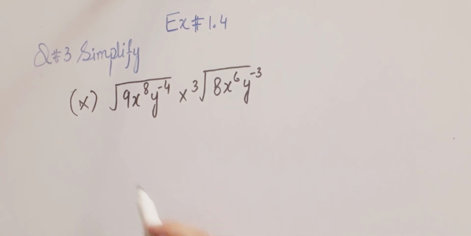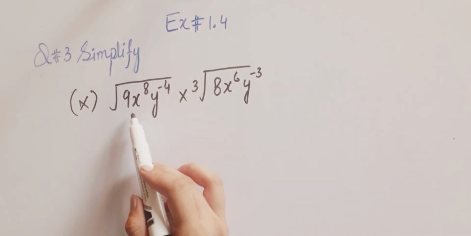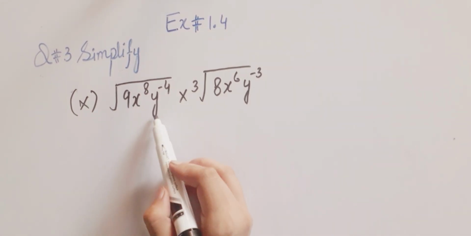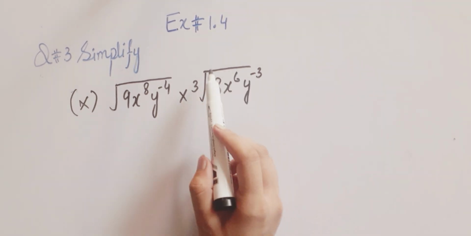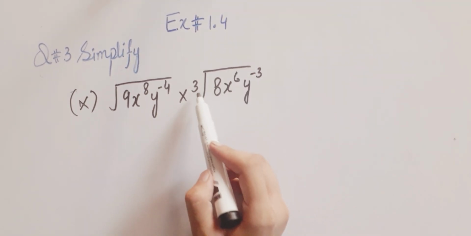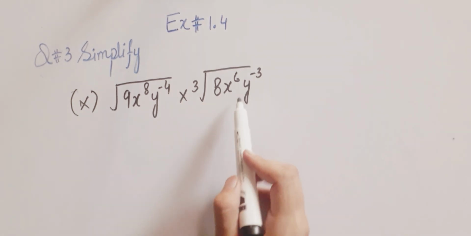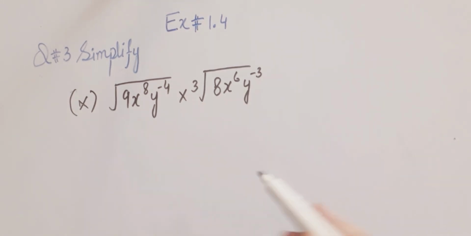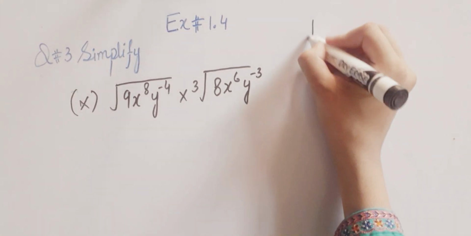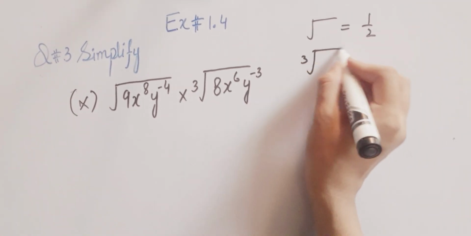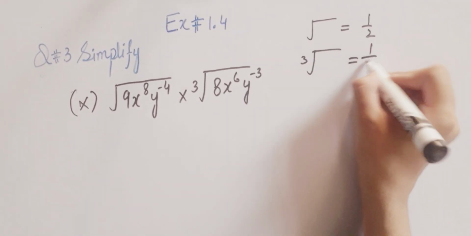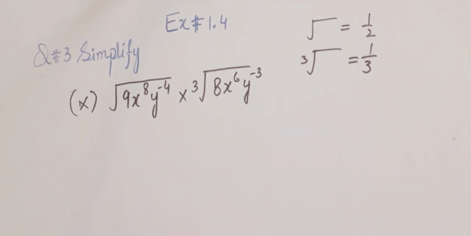Now in the last part we have square root of 9 x power 8 y power minus 4, multiplied by this square root, which is equal to 1 by 3, of 8 x 6 y power minus 3. We will write this square root as power 1 by 2 and this square root as power 1 by 3. Now we will solve this.